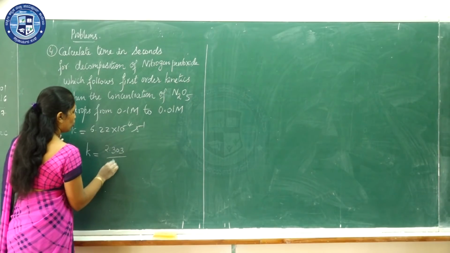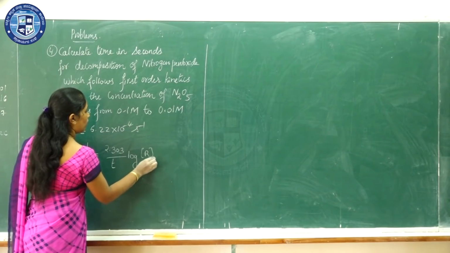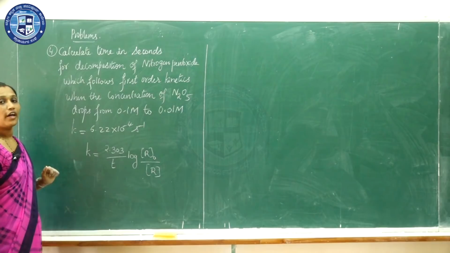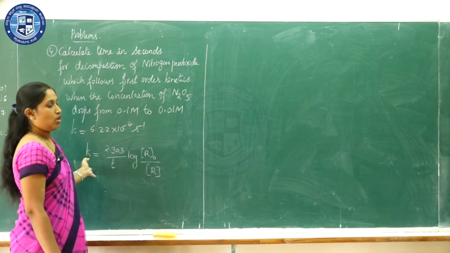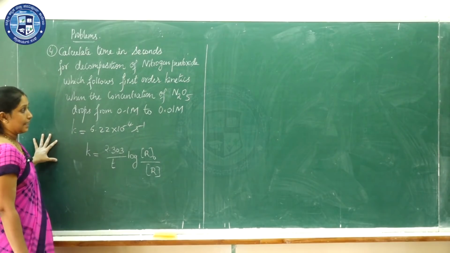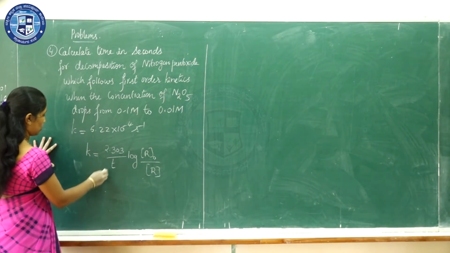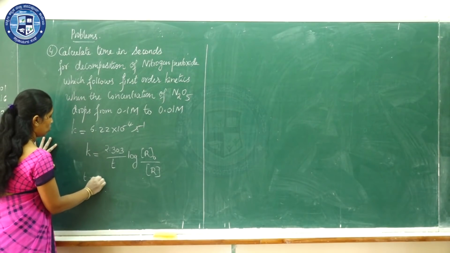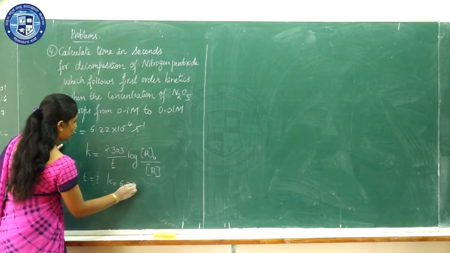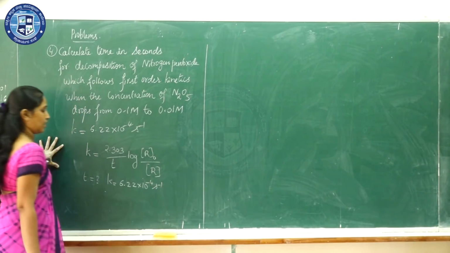K is equal to 2.303 divided by T log of R naught divided by R. Okay. So, this is the formula which you have to use. Okay. Now, let us see what is given. So, you have to find time in seconds. Okay. So, we will see what is given now. So, time I do not know, then K is it given? K is rightly given here, 6.22 into 10 to the power of minus 4 second inverse.